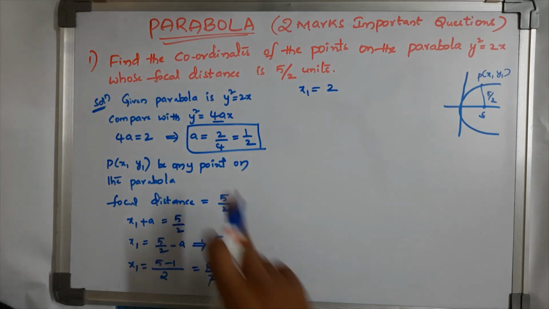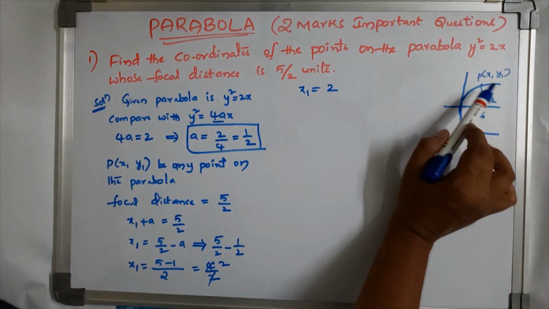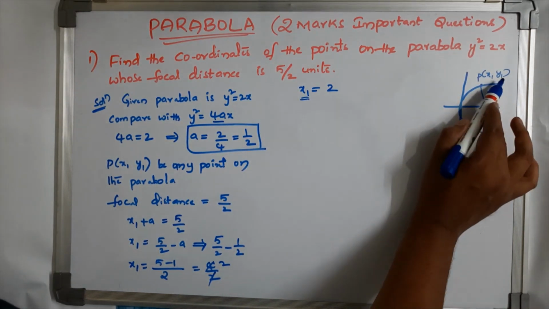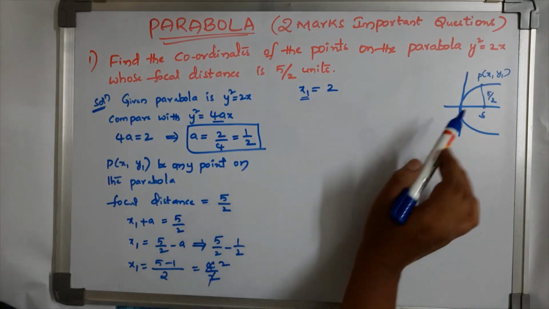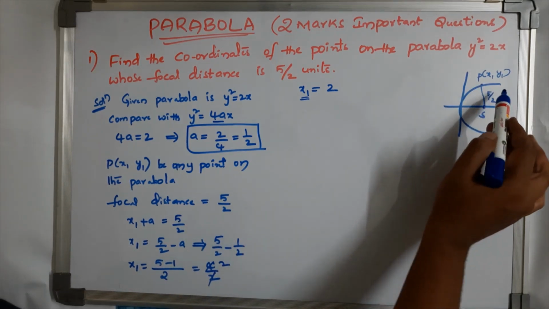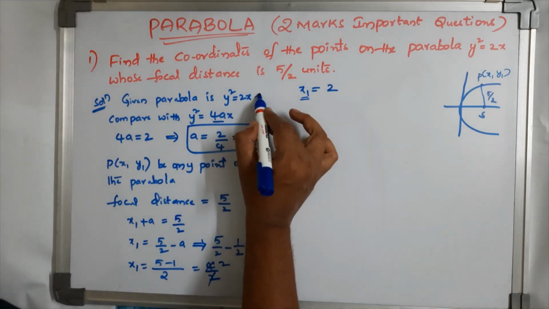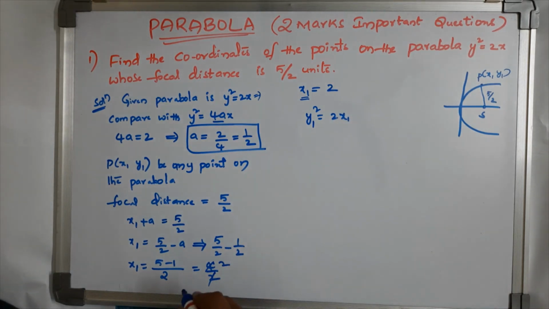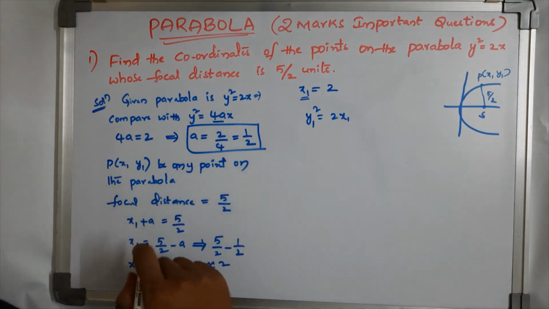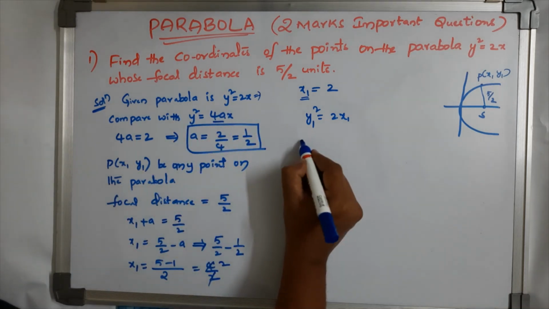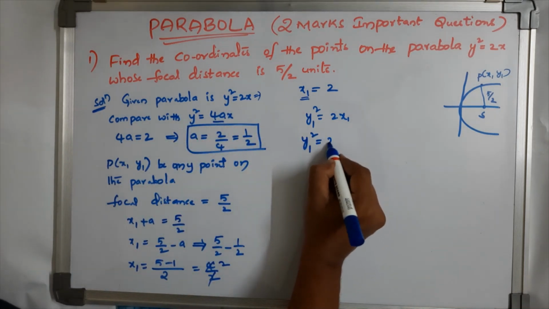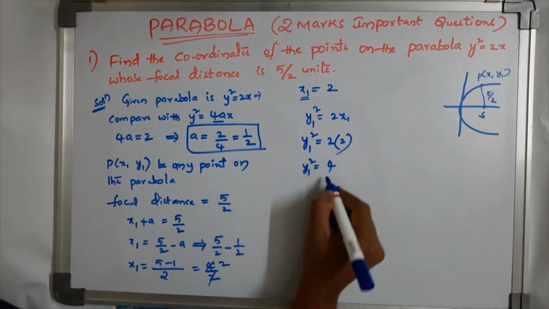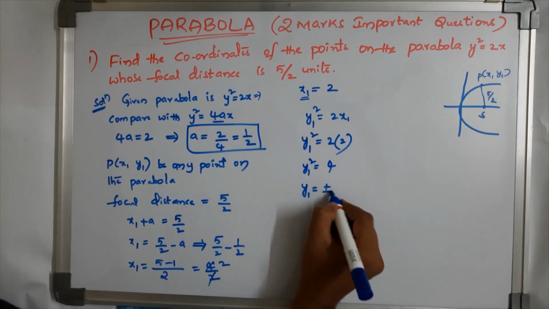x1 is 2. We have to find the coordinates of the points. So this is the point. We get x coordinate. We have to get the y coordinate. Right? As you can see, the point P lies on the parabola. The equation becomes y1 square is equals to 2x1. Because the point lies on the parabola, y square is equals to 2x. Now y1 square is equals to 2 into what is x1? 2. y1 square is equals to 4. y1 is equals to plus or minus 2.